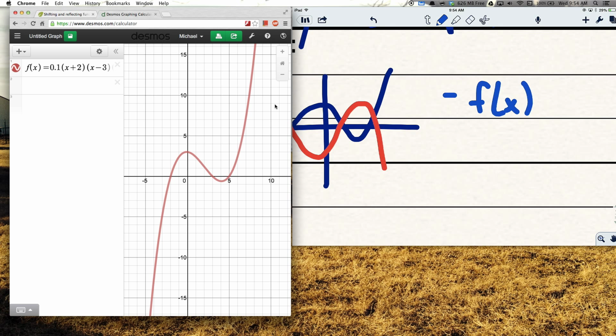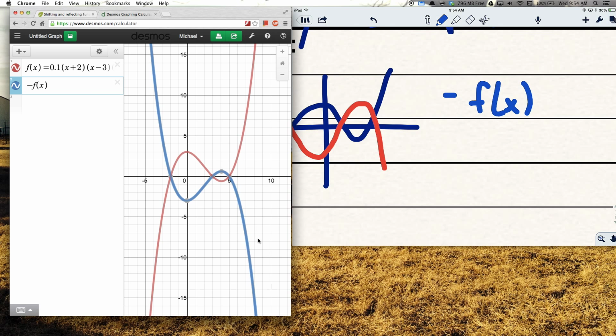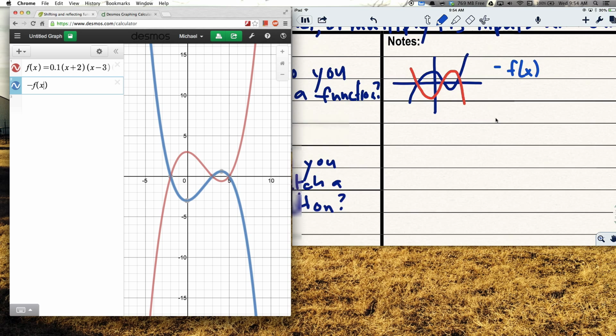And so we can see that here. Watch when I type in negative f(x). It flips it totally over, so this point that was up here at positive 2 is now down at negative 2. This point that was at positive 0.6 is now here at negative 0.6. And this part that was going off into infinity upwards is now going down to infinity downwards. And so when you think about all that, if you want to flip a function, you have to multiply it by a negative. All right, so that's round one.